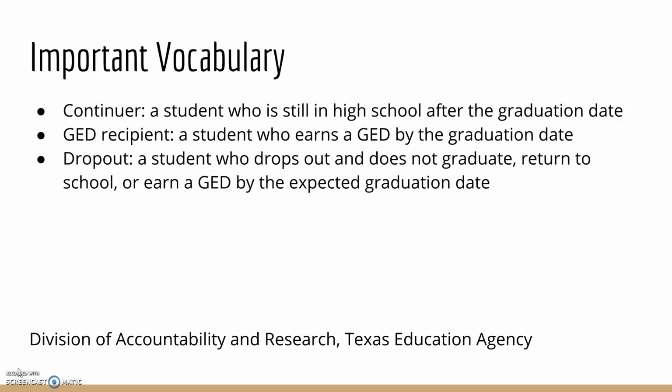A continuing student is a student who is still in high school after the graduation date. So if they're carrying on after their anticipated graduation date, they're considered a continuer. A GED recipient will have earned a GED by the graduation date. And then a dropout is a student who either drops out and does not graduate, or doesn't return to school after their anticipated graduation date, or does not earn a GED by the expected graduation date.